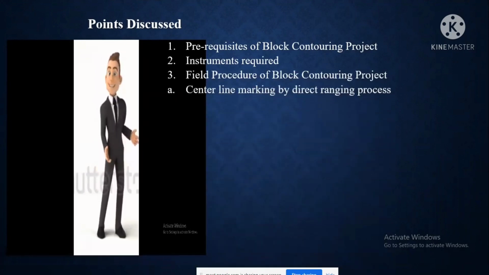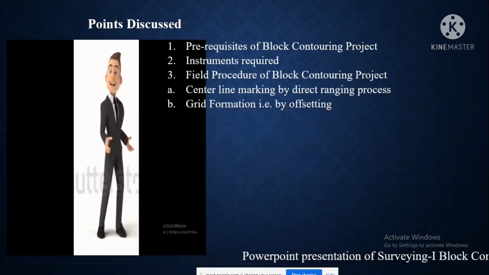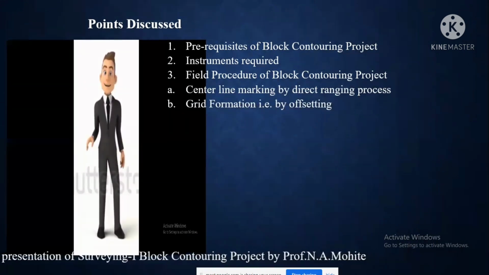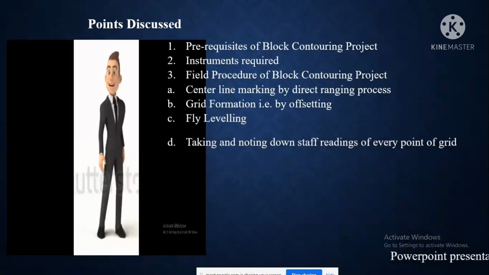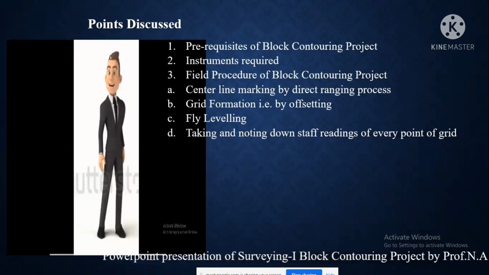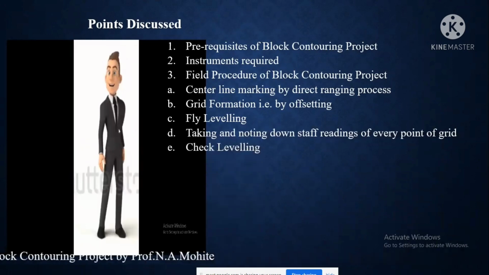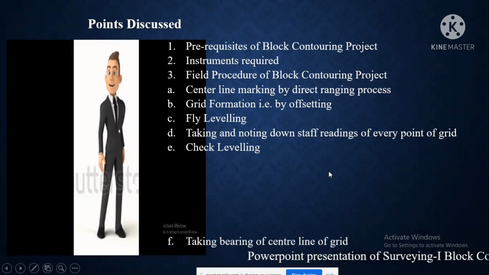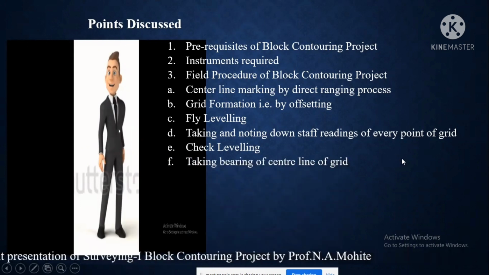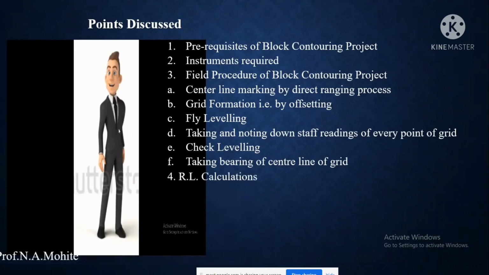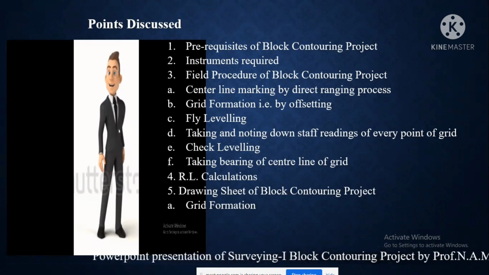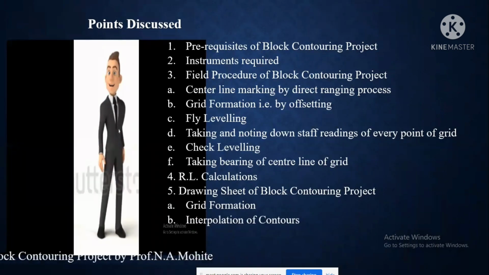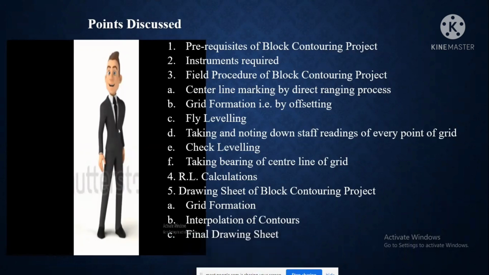In which there are certain steps: marking the center line by direct ranging process, then grid formation by offsetting, then fly leveling from the temporary benchmark up to the starting point of the project, then taking and noting down the staff readings. Then check leveling, taking bearing of the center line of the grid, then RL calculations, and drawing the sheet of the block contouring project, in which grid formation is to be done to a suitable scale, then interpolation of contours, and the final drawing sheet.